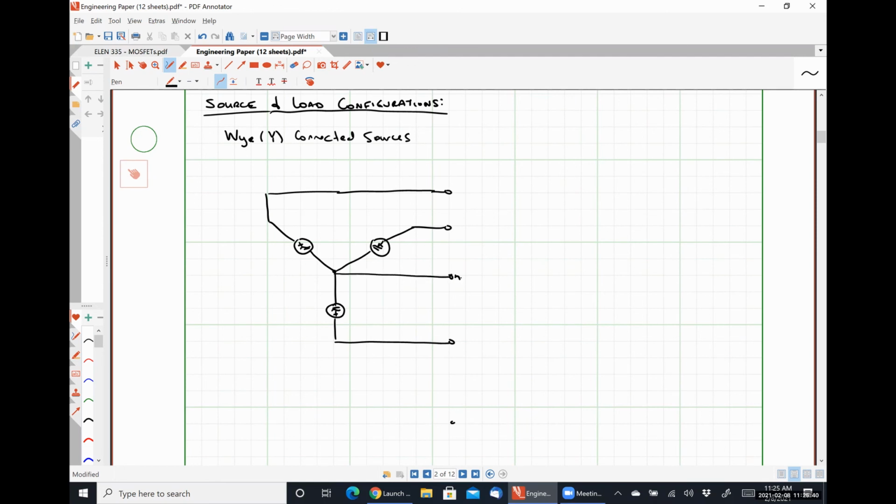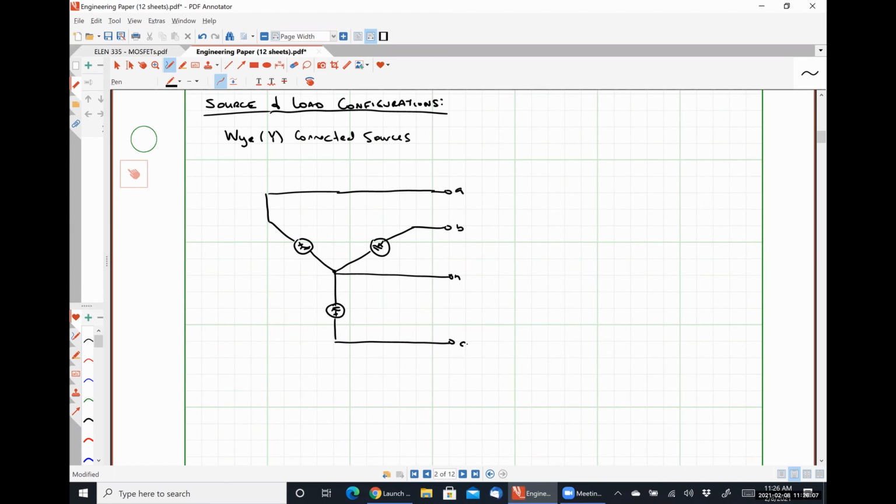We have 4 terminals: an A terminal, a B terminal, a neutral terminal, and a C terminal. The neutral terminal is technically optional. It is just the point of interconnection between the A, B, and C phases. We don't actually have to connect anything to this terminal, and we'll see why that is shortly.